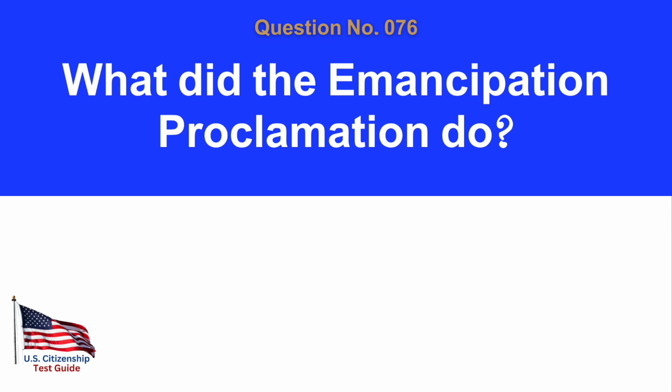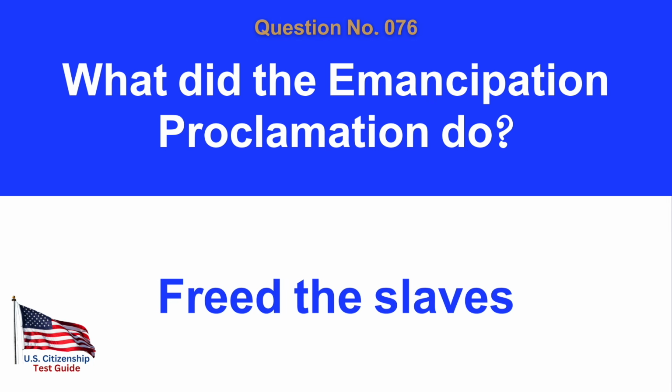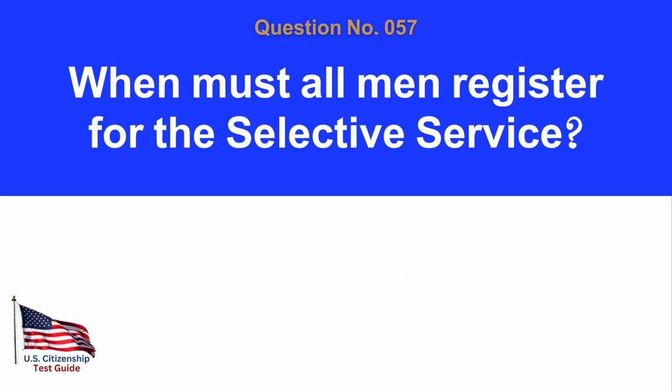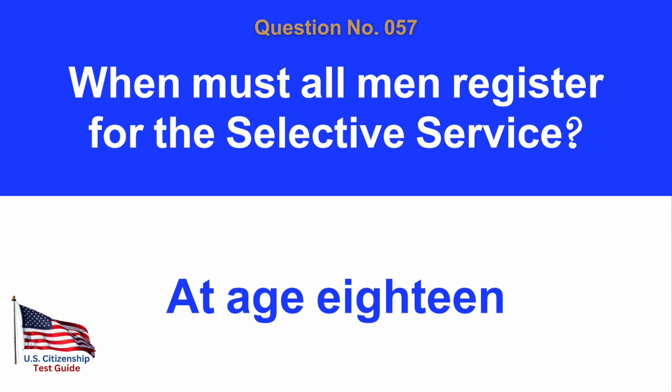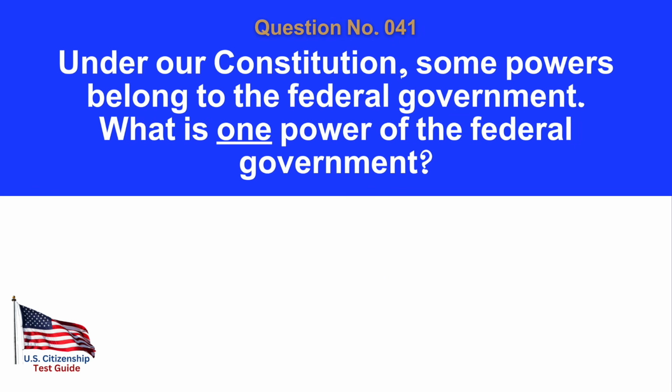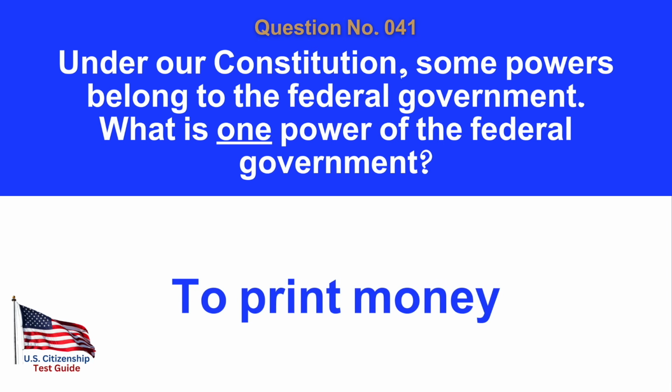What did the Emancipation Proclamation do? Freed the slaves. When must all men register for the Selective Service? At age 18. Under our Constitution, some powers belong to the federal government. What is one power of the federal government? To print money.